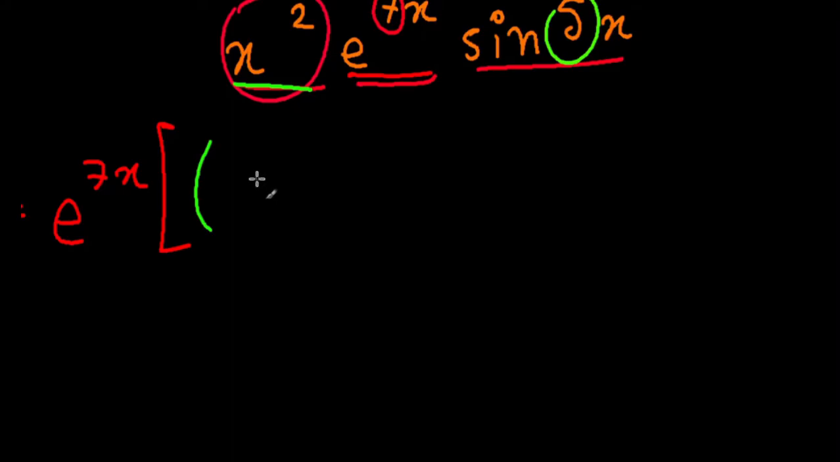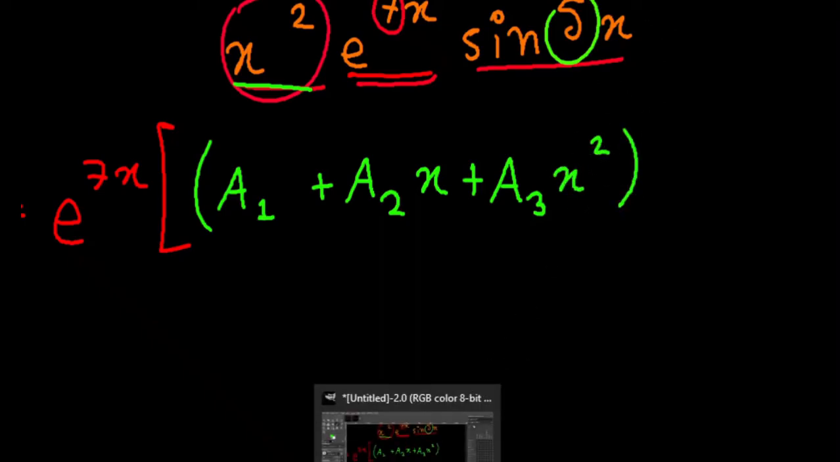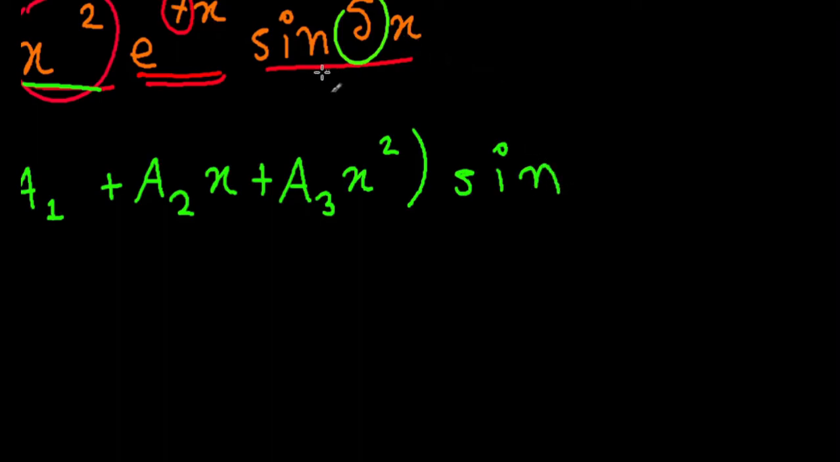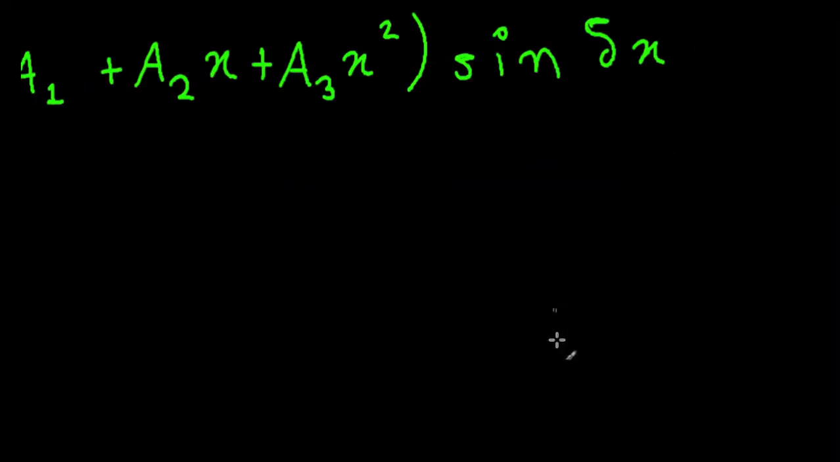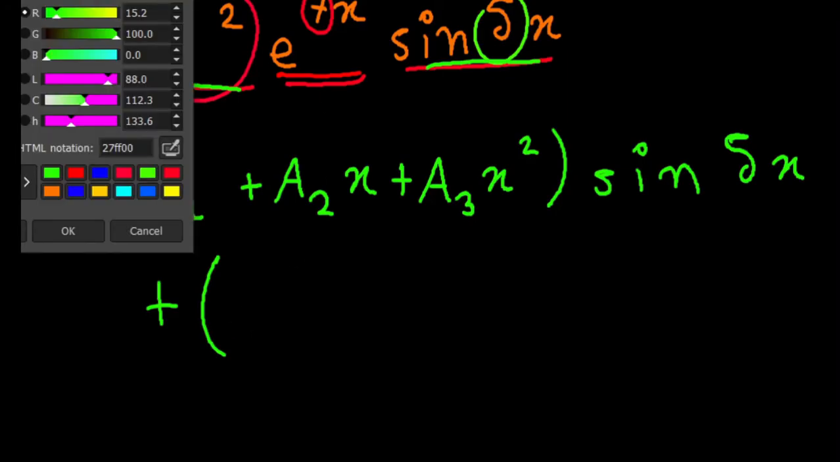So we're going to have a general quadratic here: some constant a sub 1, plus some constant a sub 2 multiplied by x, plus some constant a sub 3 multiplied by x squared. All of this polynomial is multiplied by your sine term, which we already see is sine of 5x. And we're also going to have a similar cosine expression. The polynomial is going to go up to the same degree.